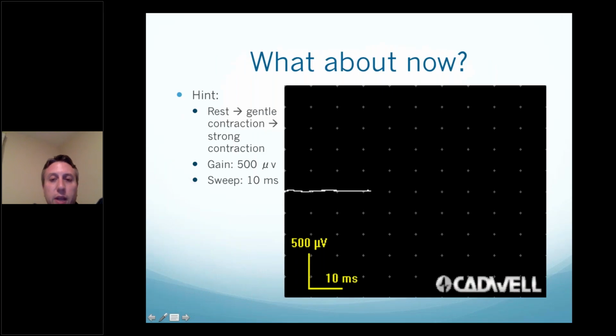I got you. So let's look at this one now. And again, this was a person starting at rest, going to a gentle contraction, and then going to a stronger contraction. So they went through the full gamut of rest to minimal contraction to maximal contraction. And in this one, the gain is 500 microvolts, so it's a pretty big gain, and the sweep is 10 milliseconds. So let's look and see what happens here.